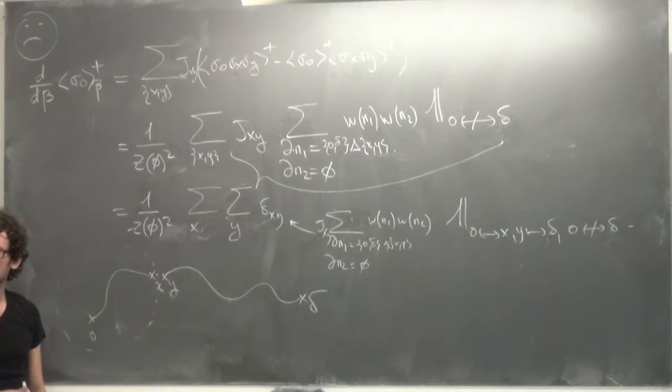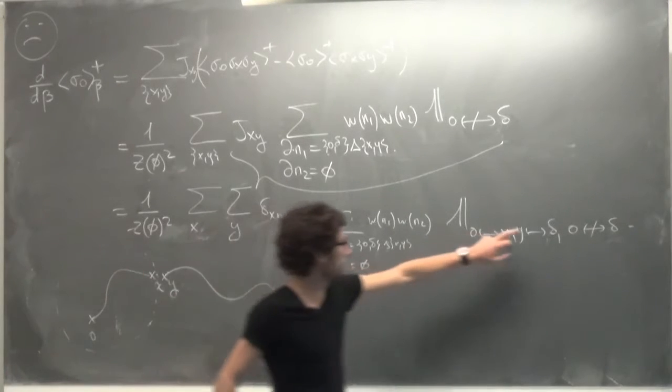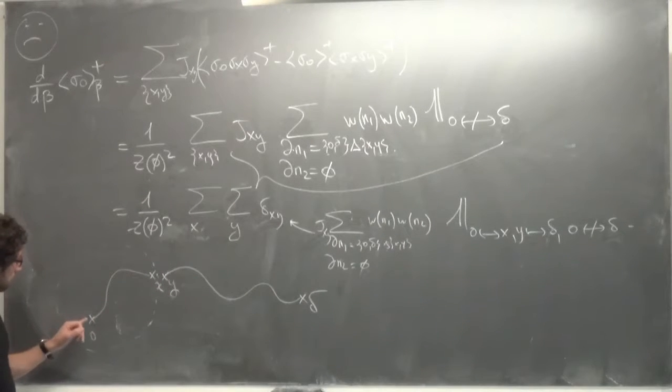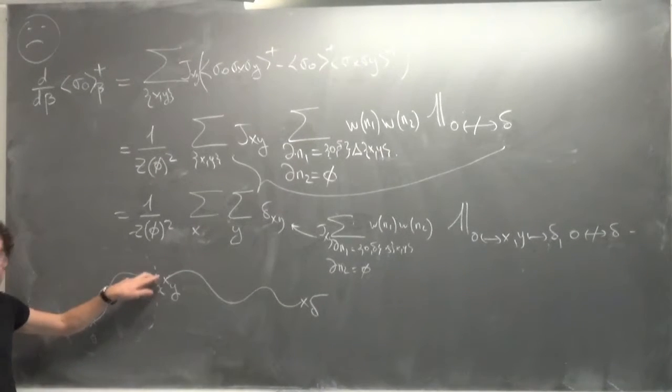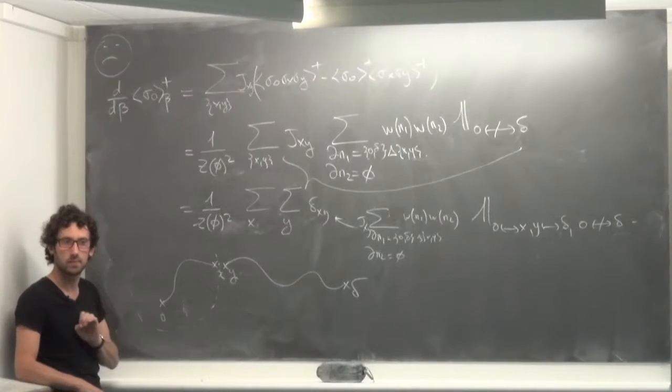Okay? In terms of currents, that really means the sum of the two currents. It really tells you that 0 is connected to x, y to delta, and not together. What do you recognize here? You just recognize the quantity, I mean, the probability of being pivotal for percolation. You have exactly the same picture, exactly.